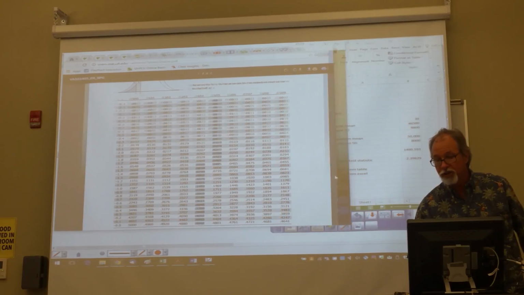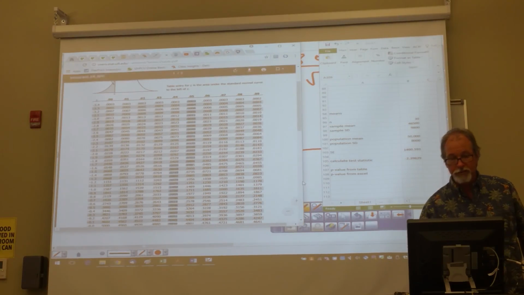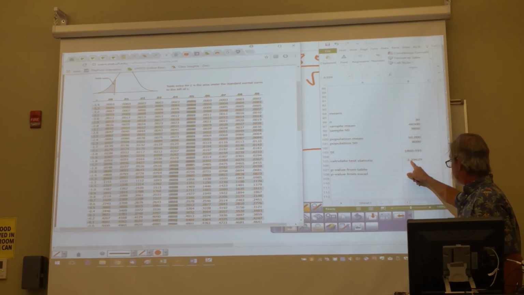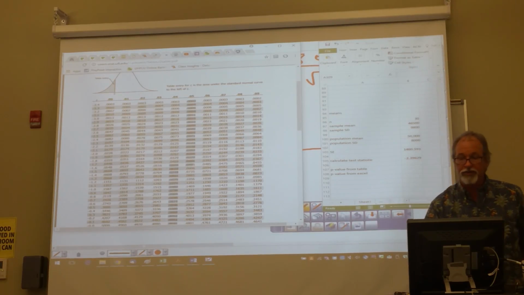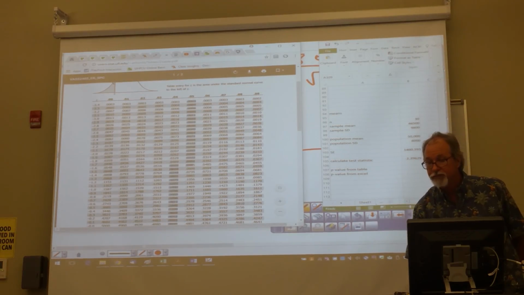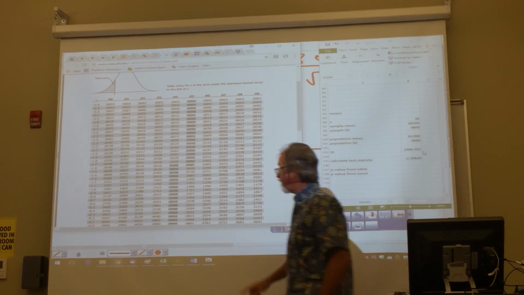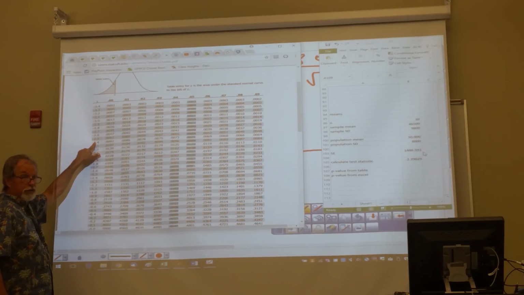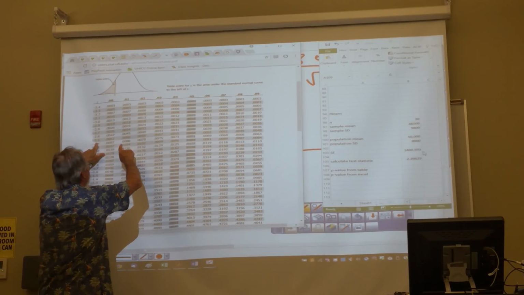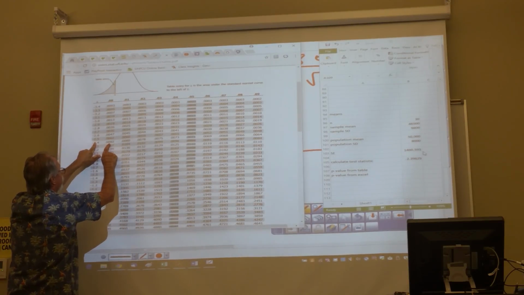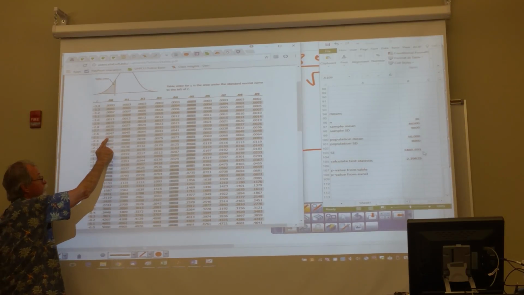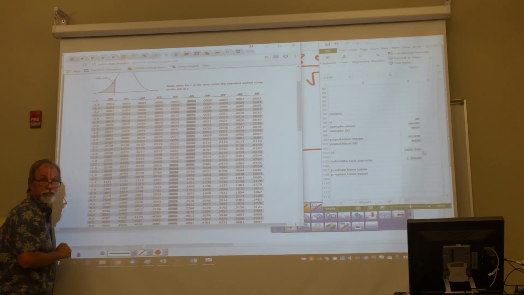Calculated score? Negative 2.39, or 2.40 if I round it to 2 decimal places. So I go to negative 2.4, and then I go to my 0, that's on this side, which is 0.0082. Right. Okay.